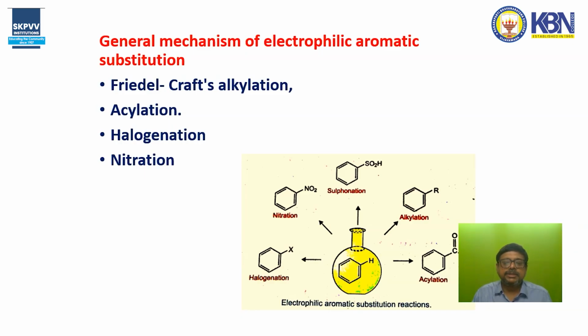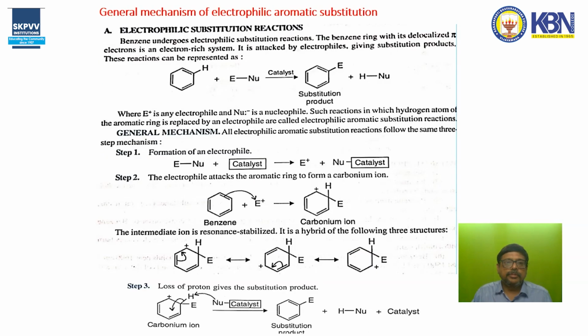Even though it has unsaturation, it is not involved in addition reactions. So this particular property is called aromatic character. So usually benzene electrophilic reactions are halogenation, nitration, sulfonation, alkylation and acylation. Let's start this mechanism with a general mechanism of electrophilic aromatic substitution reaction.